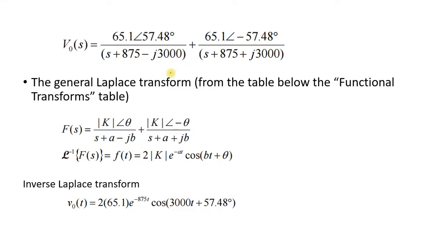Otherwise you go for the normal expansion method. So it is very simple. Just remember this formula, you rewrite the equation directly. Okay, so this is the final expression, which is v naught of t equal to 130.2 into e power minus 875 into t into cos of 3000 t plus 57.48 degree.